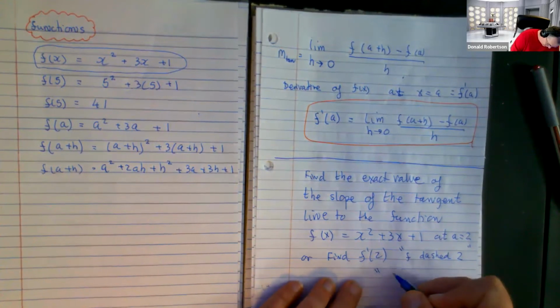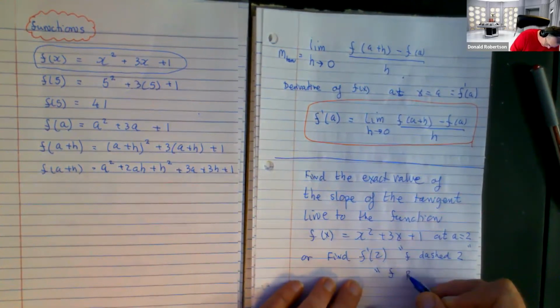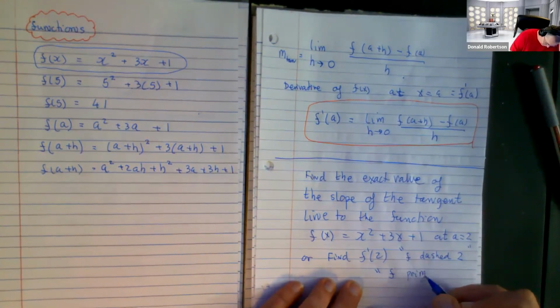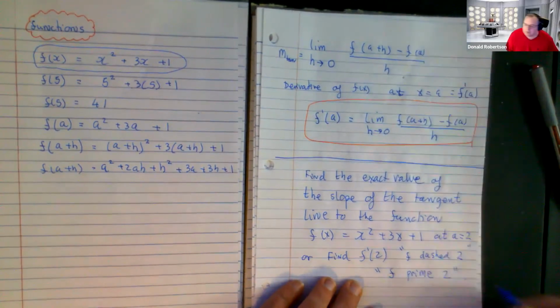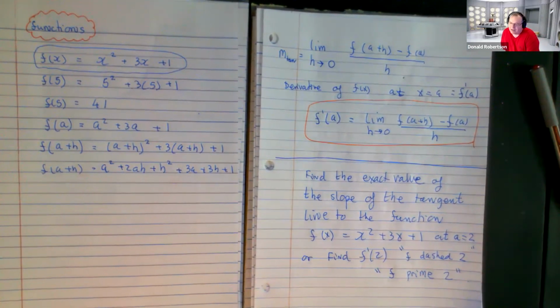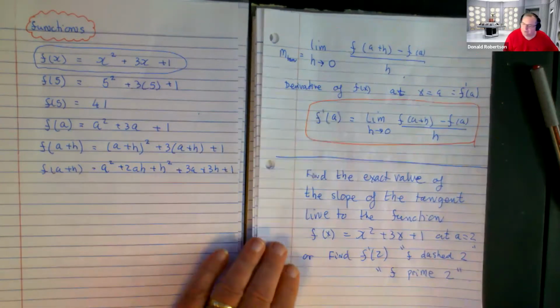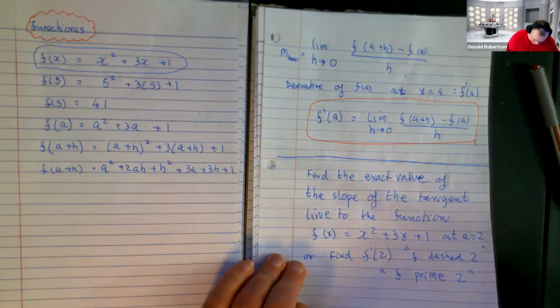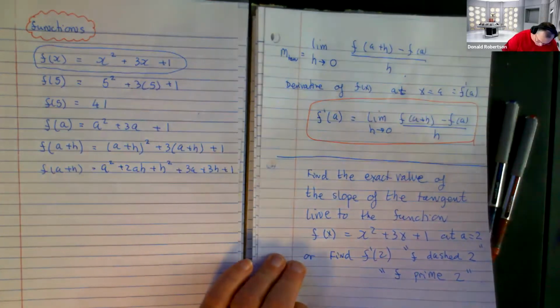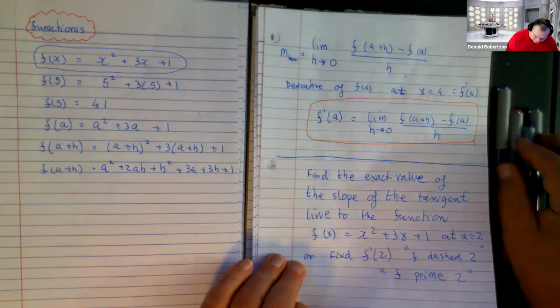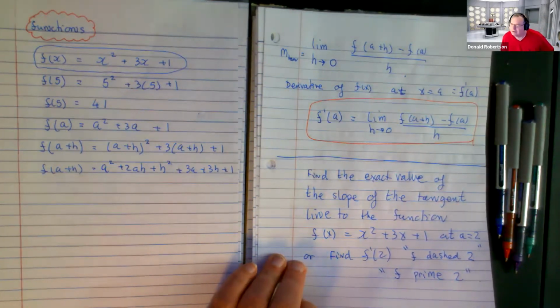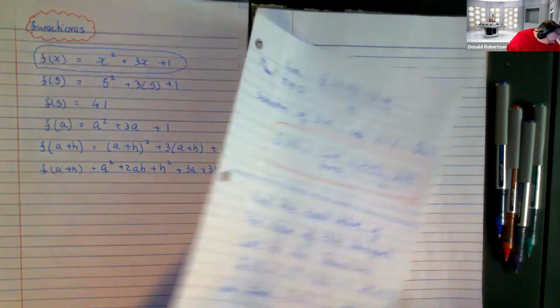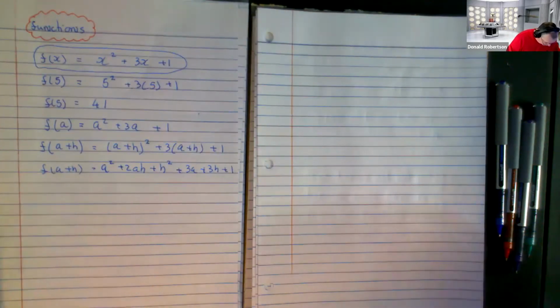Unless you're American, in which case you call it f prime 2. But I refuse to call it f prime 2. I'm too old to change my ways. It's f dash 2. Right? But you can call it f prime 2 so that when you go to university, your professor won't laugh at you when you say f dash 2 and they think, what? Yeah. Right. So let's do that question.